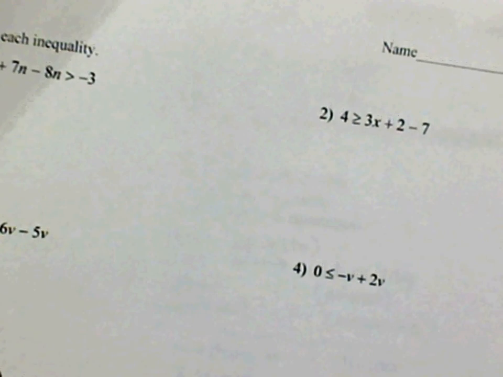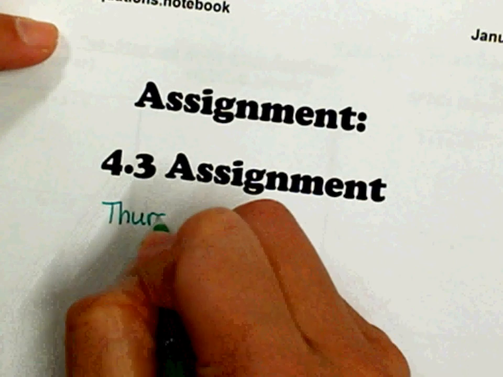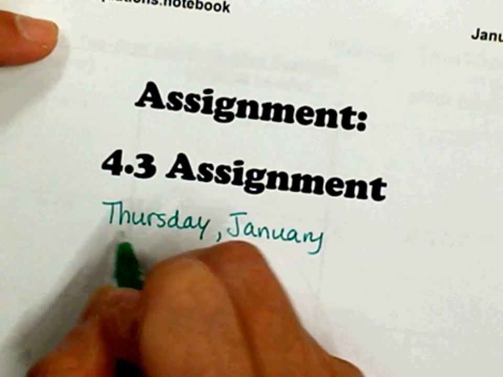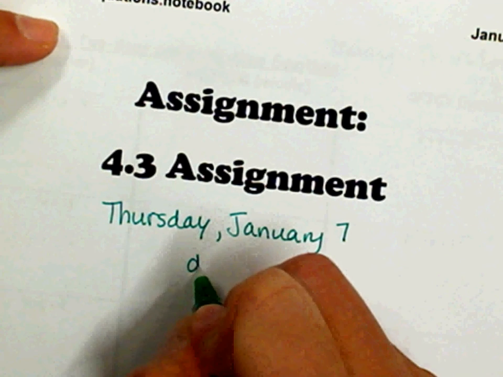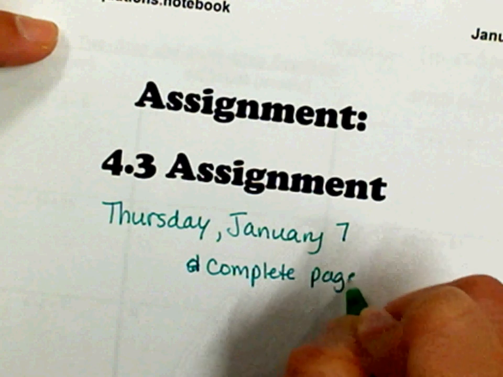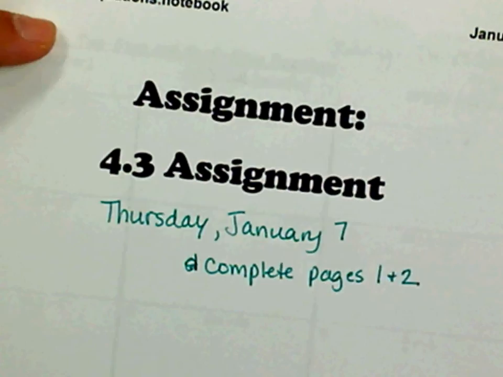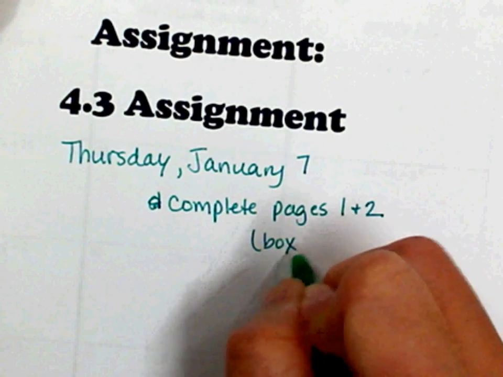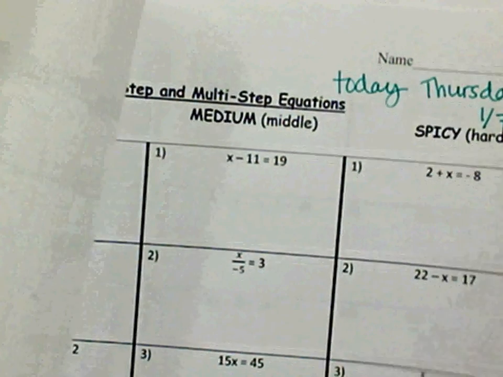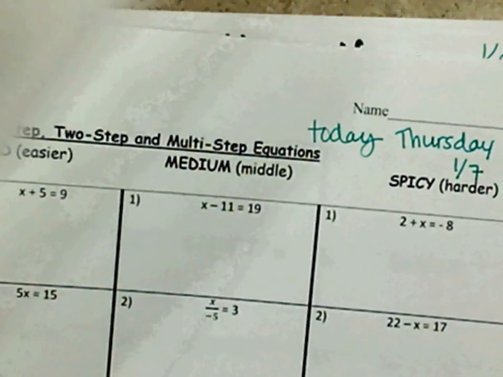So Thursday's assignment. Today is Thursday, January 7. You need to complete pages 1 and 2. Basically the one that has boxes. Okay? Sounds good? So it'll be this page right here, and here's the other page right here. You have to show the work. Just those 2 pages. Don't do the last one yet.